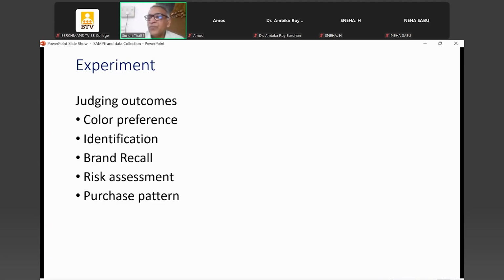Risk assessment. Purchase pattern. Giving again some dummy money and saying that you have 5 minutes, do whatever purchase you want, and then what is the factor that went into your selection? So these are all experiments.